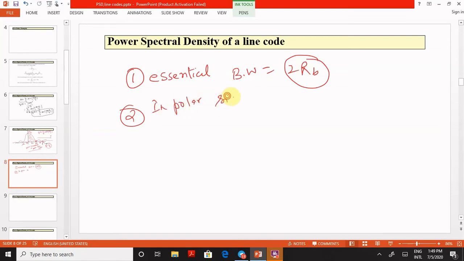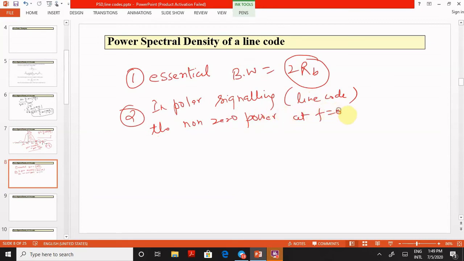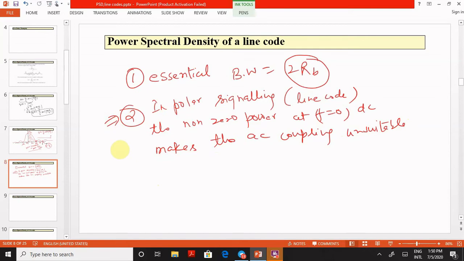polar signaling, or polar line code, the non-zero power at f equal to 0, or at DC, makes the AC coupling unsuitable. This is the major issue in polar signaling, and the essential bandwidth is RB.